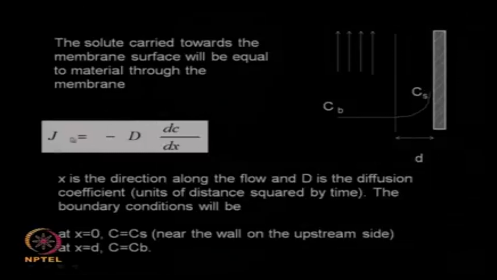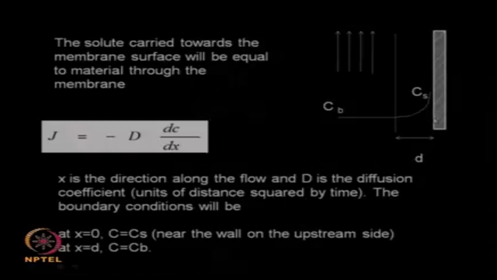So the flux, that is the amount of solute that is flowing per area per time, is given by the diffusion coefficient D and dC by dx. dC by dx represents the concentration gradient along the distance. So x is the direction along the flow and D is the diffusion coefficient. The units are generally centimeter square or foot square or millimeter square per time, could be per second, per minute and so on. Now what are the boundary conditions?